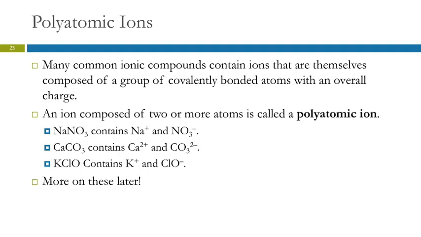We can have polyatomic ions. Most of these are going to be anions. And it's important to understand, again, in an ionic compound, we're going to have two ions.